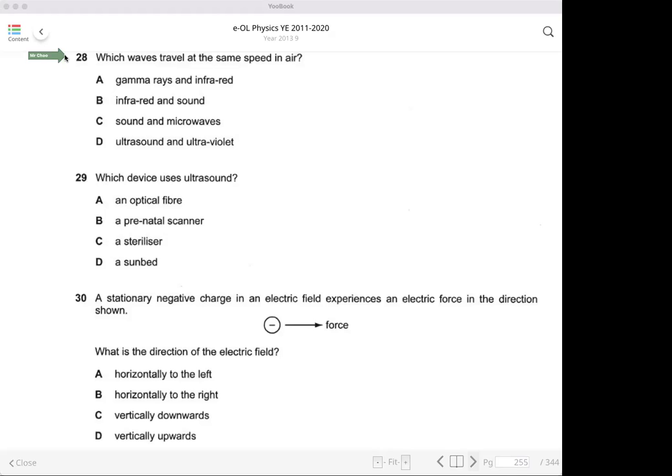Hao Rui, well done. Bei Kuan, well done. Okay, 28. If you are choosing both that are part of the EM electromagnetic spectrum, you should be correct. So for question number 28, it should be gamma ray and infrared, because both of them are EM waves. If both are EM waves, they should be travelling at the same speed. Whereas sound and ultrasound are not EM waves, so they will not be travelling at the same speed as the EM wave.